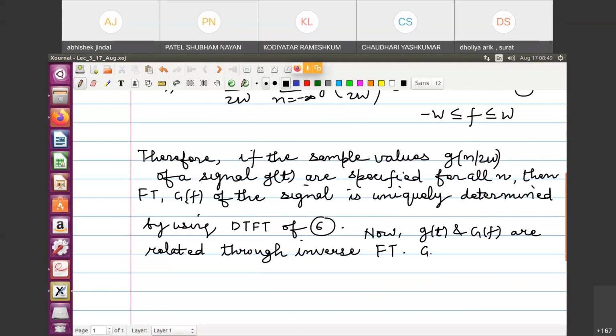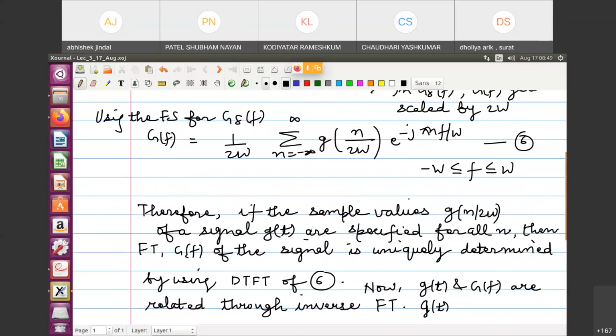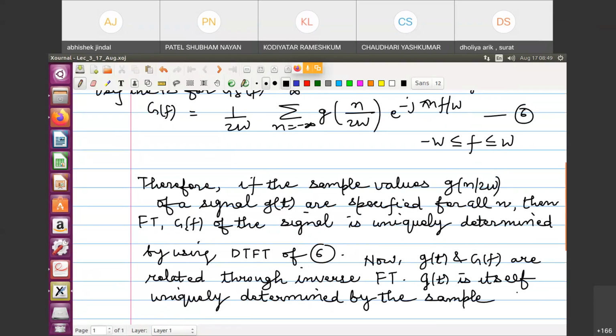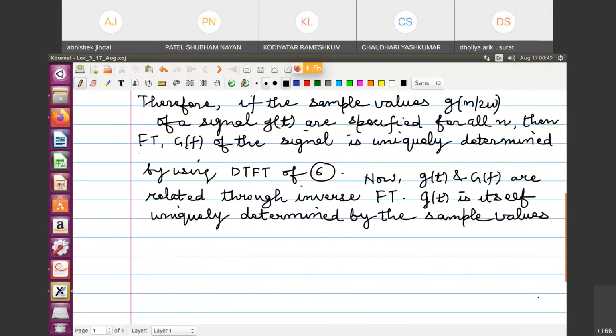Now, g(t). So now we can see that if your G(f) can be determined by the sequence g(n/2W), and g(t) can be determined by G(f), then I can say that g(t) is itself uniquely determined by the sample values g(n/2W) for all n.